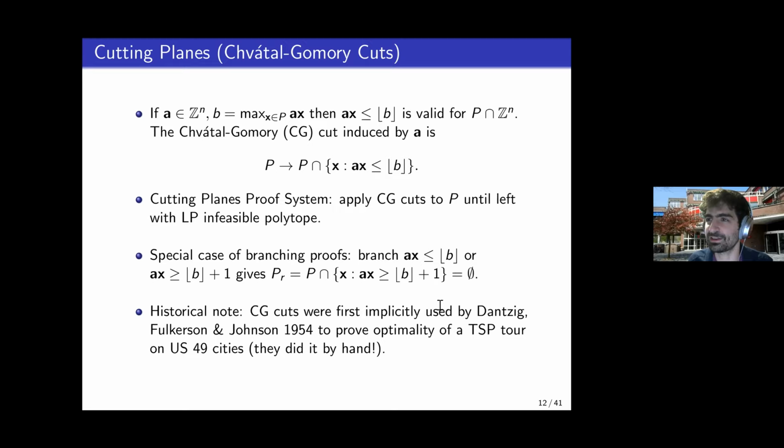People do this in practice, but you don't add cuts until you've solved the problem completely. You keep adding cuts as long as something non-trivial happens, like your upper bound or lower bound decreases by some non-trivial amount. And when things stop moving, that's when you start branching.